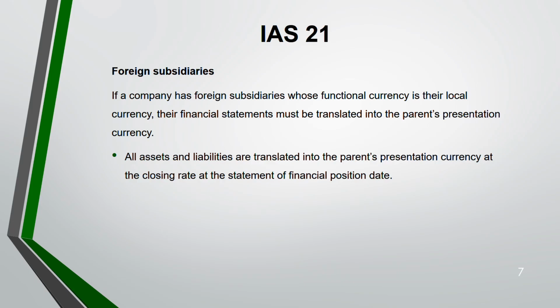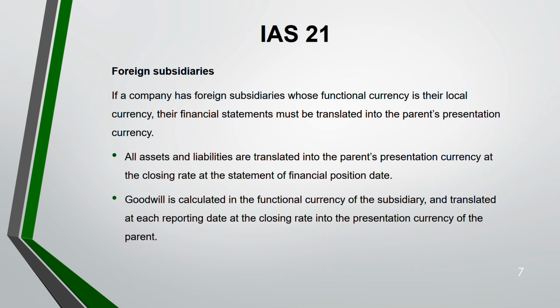So all assets and liabilities will be translated into the parent's presentation currency at the closing date. Goodwill is a tricky area. Assets and liabilities are easy, closing date. But goodwill, you have to calculate in the functional currency of the subsidiary first. Keep it in the functional currency of the subsidiary and calculate the goodwill. Then translate it at each reporting date at the closing rate, because goodwill is also an asset which comes in the statement of financial position. So it makes sense that you translate it using the closing rate, into the presentation currency of the parent. When you calculate goodwill, be careful.